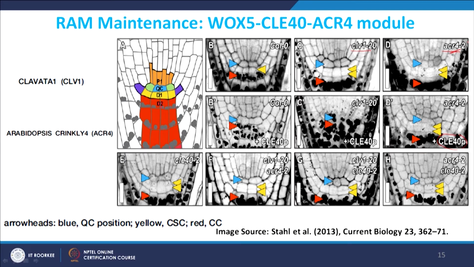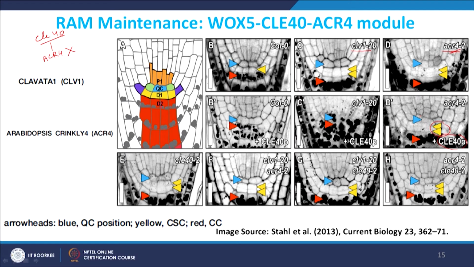So it is basically CLE40 working through ACR4. So if you look here, this is CLE40 and then downstream is ACR4. So if you do not have ACR4, even if you provide CLE40, the phenotype cannot be rescued. So ACR4 is required for CLE40 to work here.